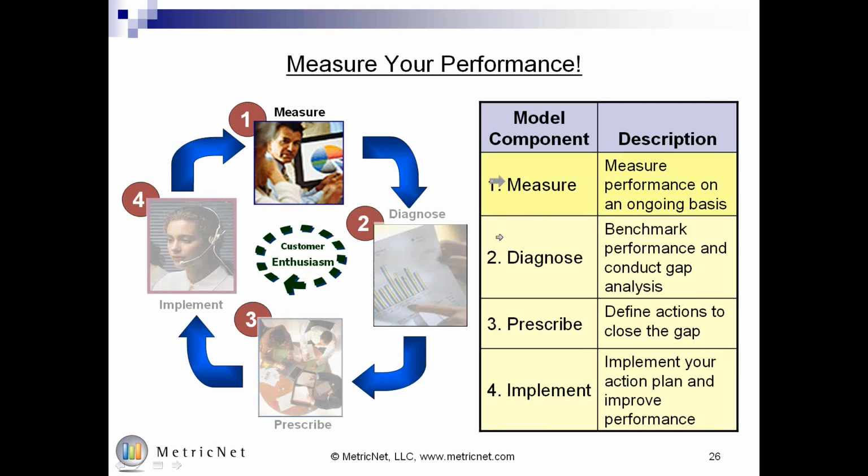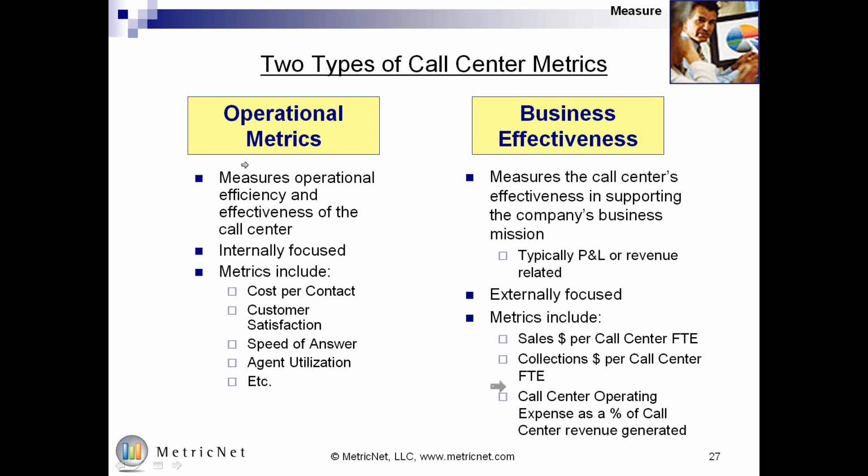So we're going to go through each one of these components of the model and talk about what a world-class call center looks like. What do they measure? How do they diagnose their performance? How do they come up with action plans? And then what do they do with those action plans? So I'm going to start by creating a dichotomy, if you will, for the two types of metrics that exist in the call center. There are operational metrics and business effectiveness metrics.